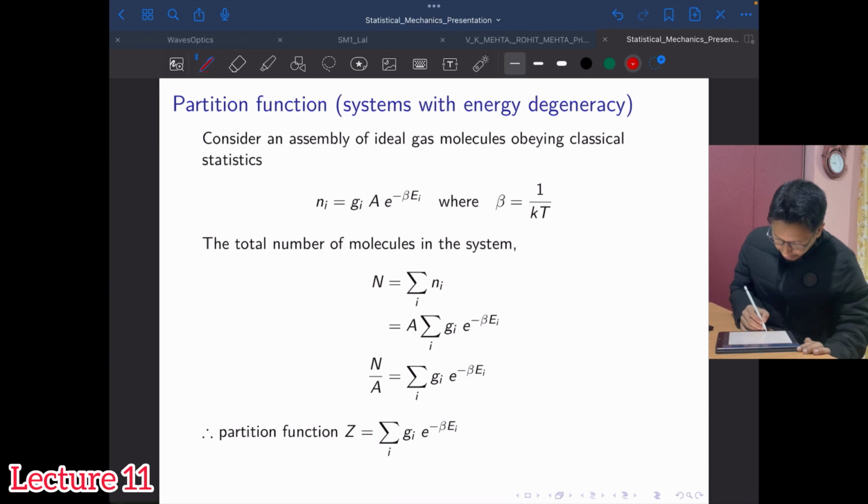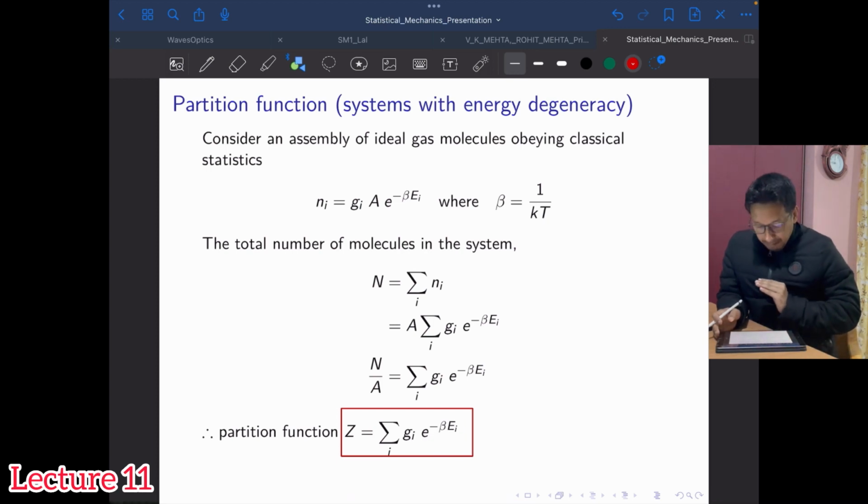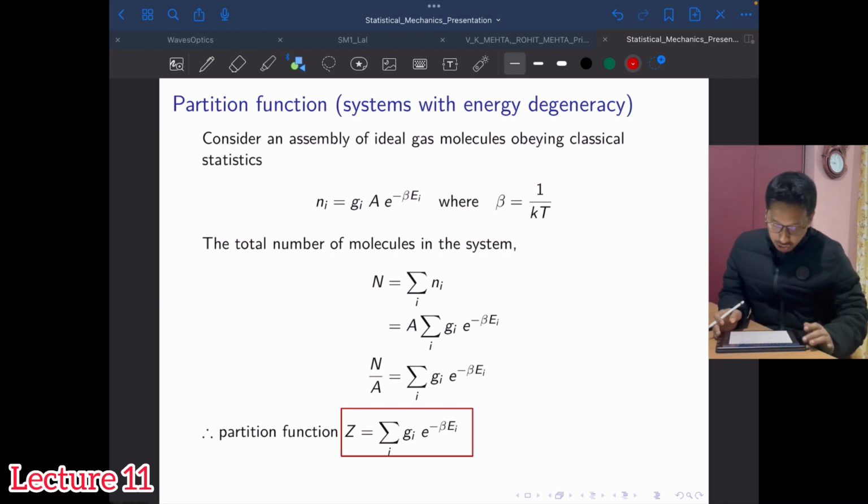The same thing is written here. This is the partition function, and we will be using this expression very regularly as we go along the course. So this is the expression for the partition function for a system having energy degeneracy, where the degeneracy is Gi.